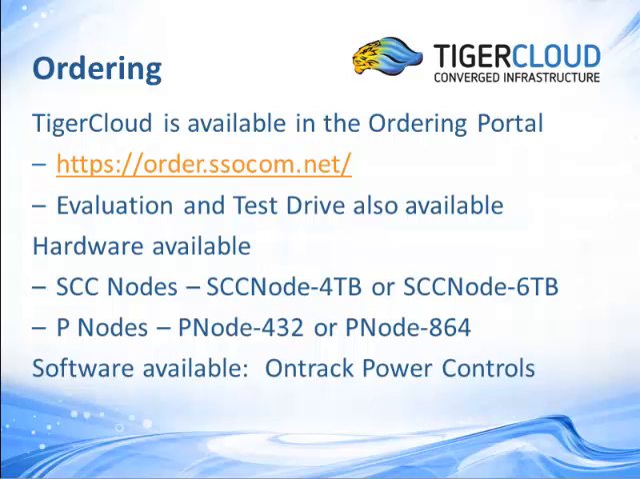The hardware that's currently available are the 4 and 6 terabyte SCC or storage nodes. For the processing nodes, we have the 4-core 32 gigs of RAM model and the 8-core 64 gigs of RAM model. Additionally, you can purchase OnTrack PowerControls for granular Exchange restore.